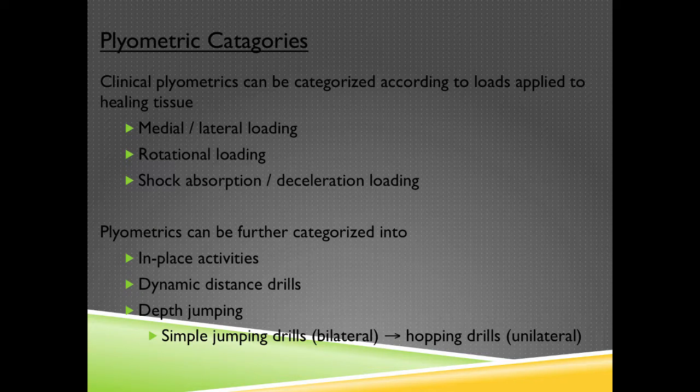Some plyometric categories. Plyometrics can be categorized according to loads applied to the healing tissue. We can have medial or lateral loading, we can have a rotational load, we can have shock absorption and deceleration load. Maybe you're just working on shock absorption, so you want to make sure that they learn how to create a nice soft landing. So maybe you'll have them do just a box drop. You'll have them drop off a 12-inch box maybe and land nice and softly.